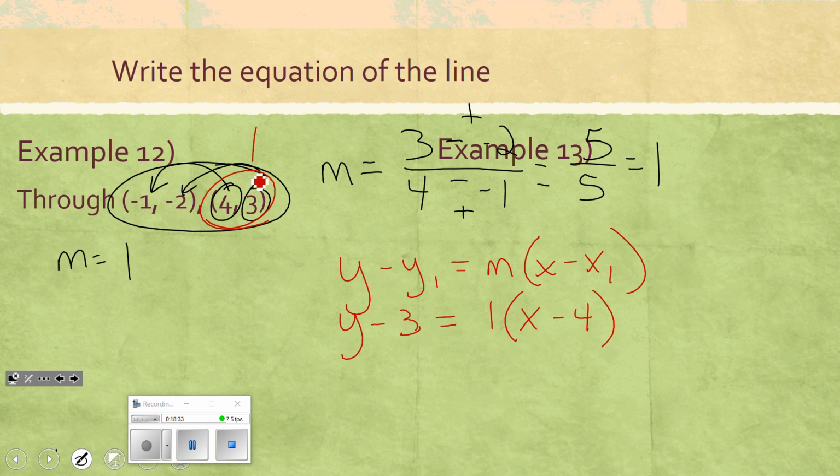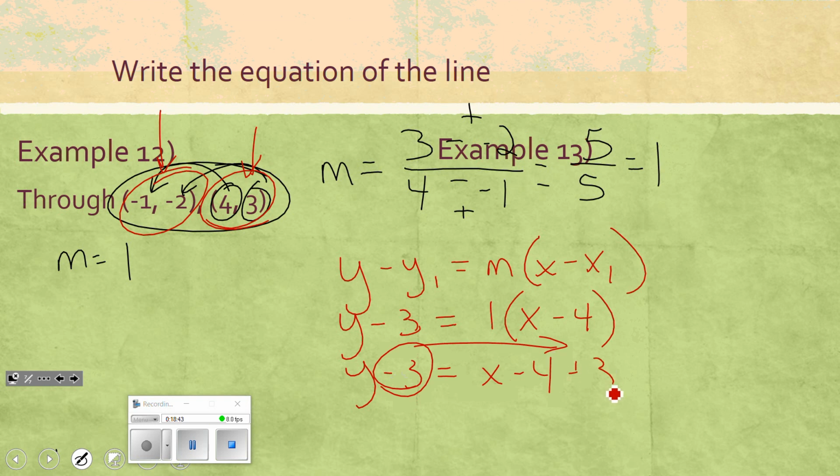Again, either point would work. Okay, you just pick one of them. So y minus 3 equals x minus 4. And when I move this over and add 3, y is going to equal x minus 1. Okay, so I'm going to leave you there, and we'll practice when we get back to class.